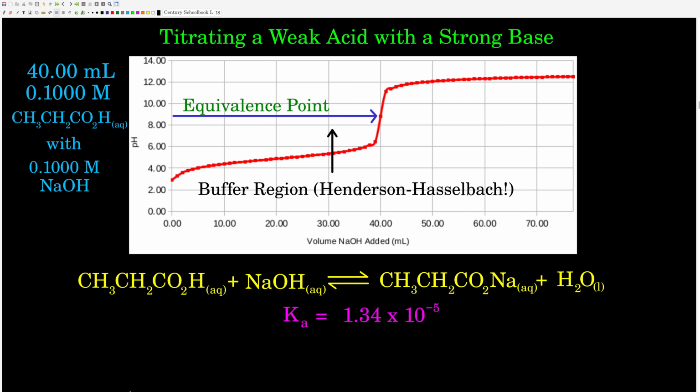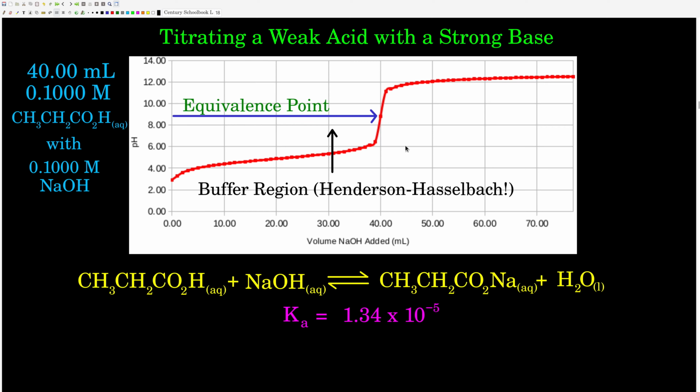So the example that I'm going to use to illustrate this is we're going to start out with 40.00 milliliters of 0.1000 molar propanoic acid. It doesn't matter what it's called, but it's an acid. It's a monoprotic acid, weak acid, and we're going to titrate it with 0.1000 molar sodium hydroxide, strong base, weak acid. So this is what the curve looks like.